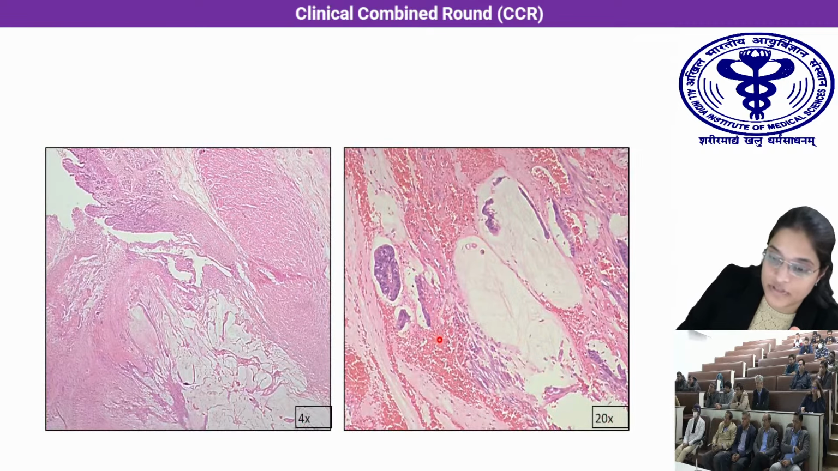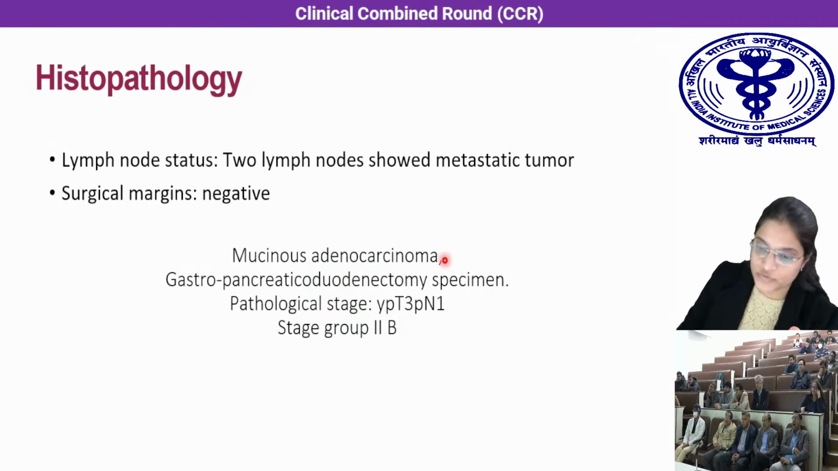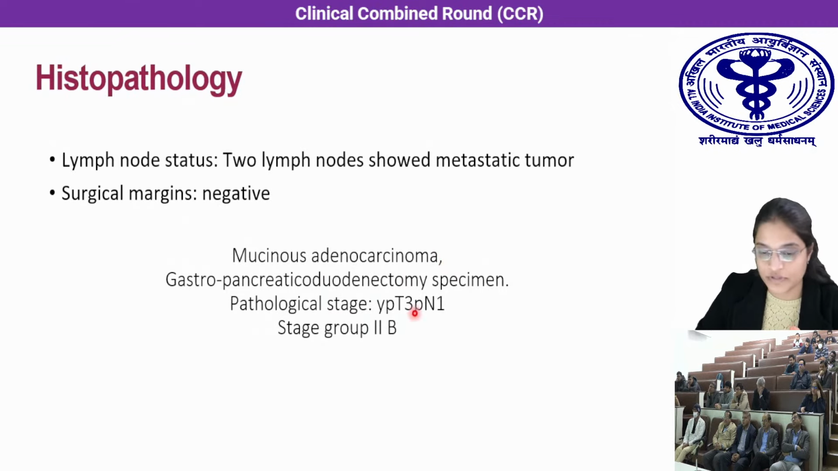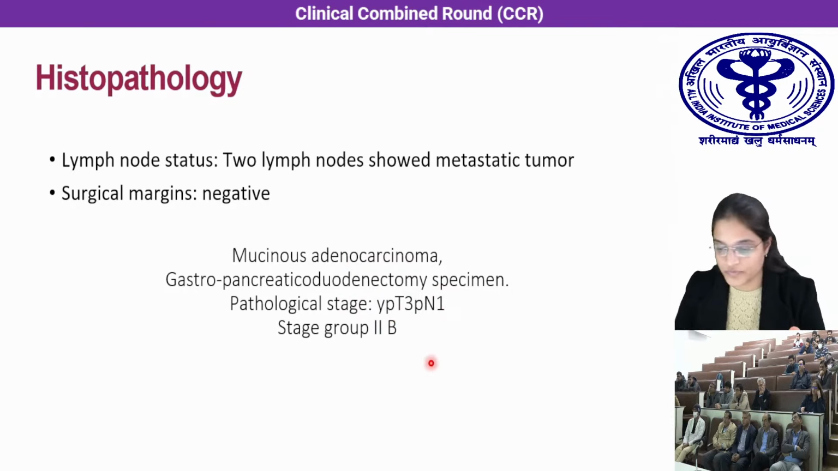Lymphovascular invasion and perineural invasion was seen. There were 2 lymph nodes that showed metastatic tumor deposit. All surgical margins were negative. Mucinous adenocarcinoma with the pathological stage post-therapy was T3, stage group was 2B.